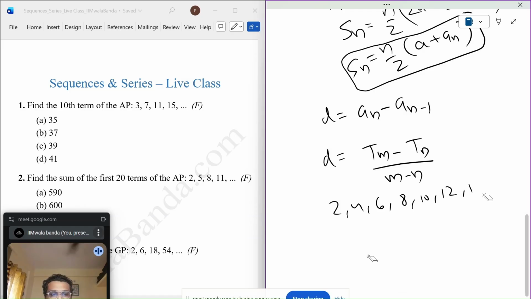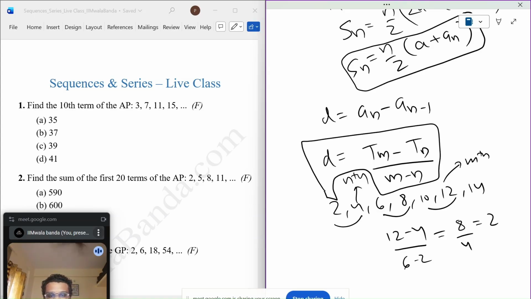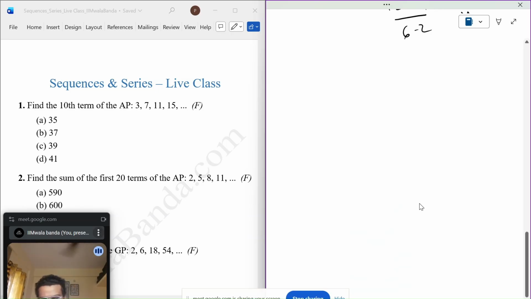I can find the difference from any term. I can find 4 minus 2, 8 minus 6, 12 minus 10. Or if I want to say, let's say this is our mth term, this is our nth term, right? So if I find the difference, this is not the difference, right? But I know 1, 2, 3, 4, 5, 6. This is the sixth term and this is the second term. So this is 8 and this is 4. So the difference comes out to be 2. That is the significance of this, and you don't need to memorize it. Sometimes I want to share some formulas which are only shared for the logic, not for you to memorize, right? Let's go ahead.